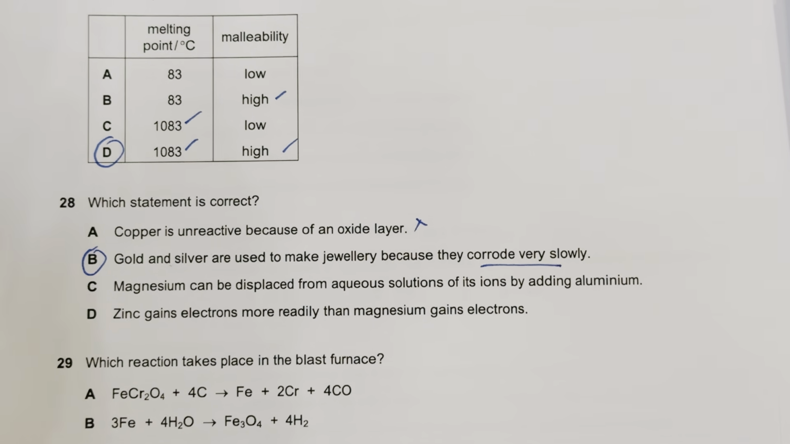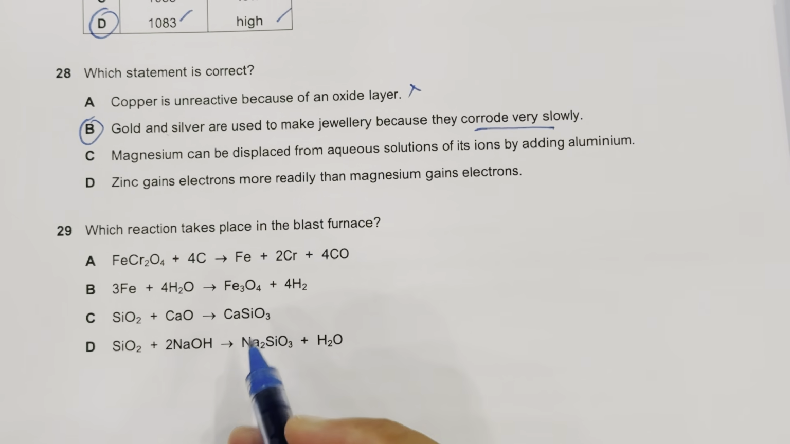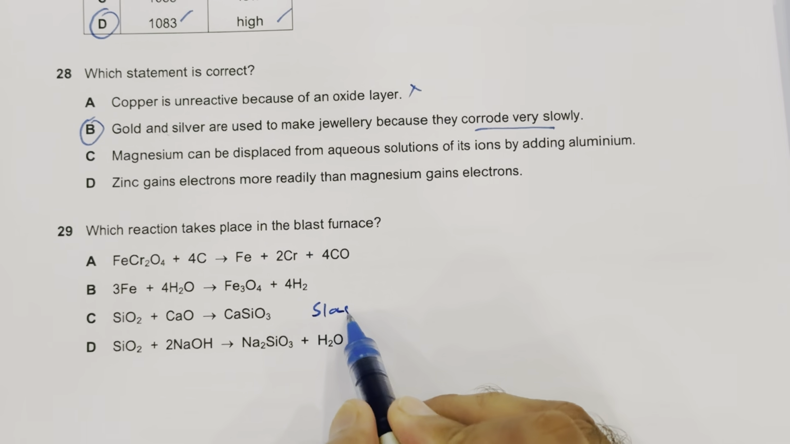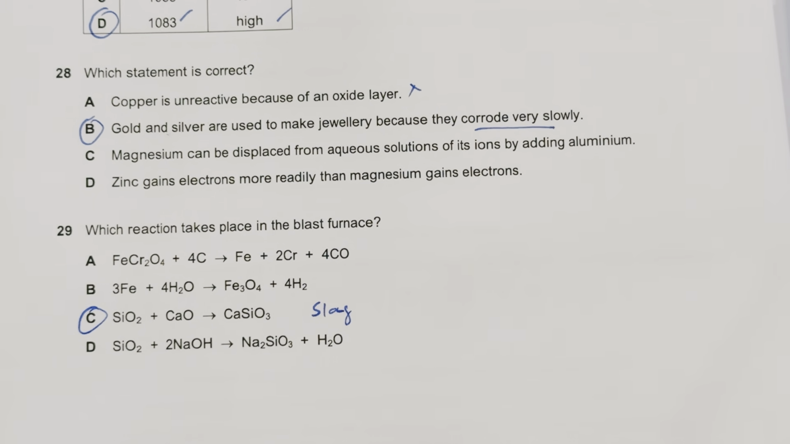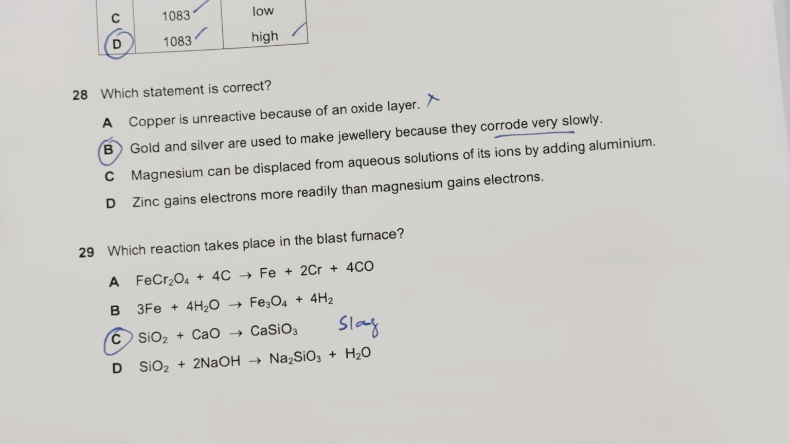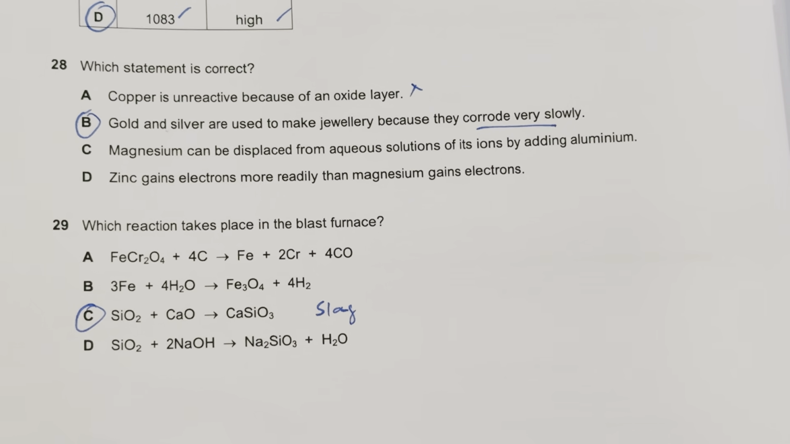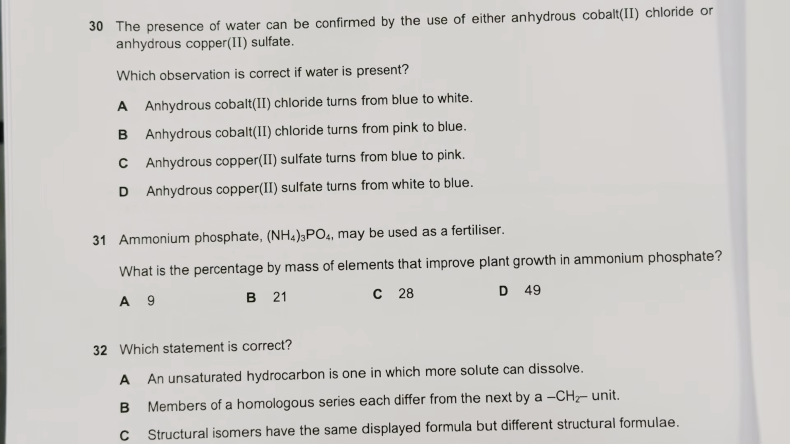Moving to question number 29, which reaction takes place in the blast furnace? We know that slag is formed, so option number C is the right answer, and you can revise the concept of the contact process for preparation of sulfuric acid. So the slag formed is CaSiO3. So option number C is the correct one. Moving to question number 30.